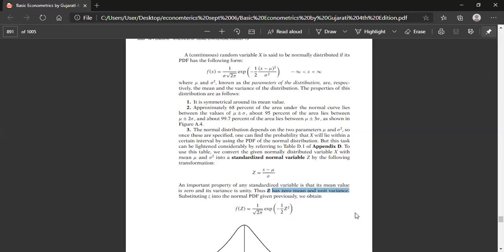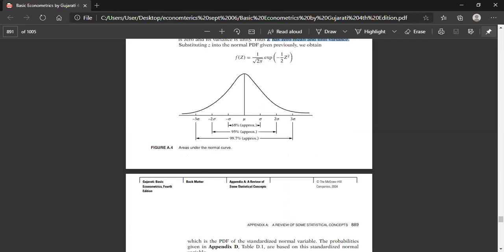Is it normal? Yes, it's normal, but it has a particular form. Any random normal variable you are given, you standardize it. How do you standardize? Variable minus mean of that variable divided by the standard deviation of that variable, and you get another variable z, which is normally distributed with mean 0, variance 1, and then obviously the density function is given here for z.